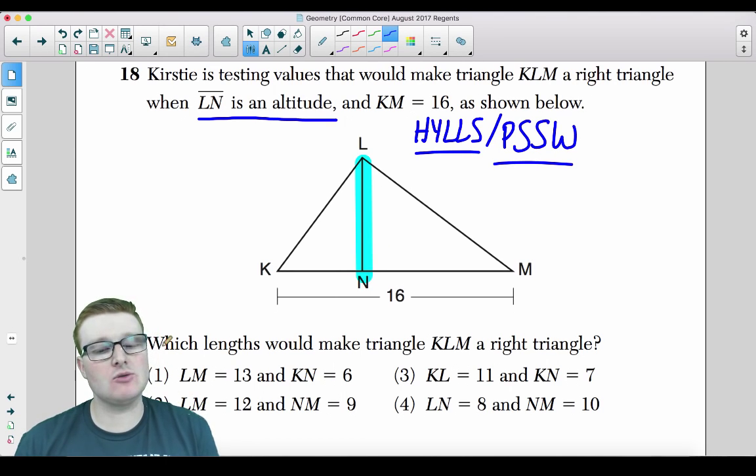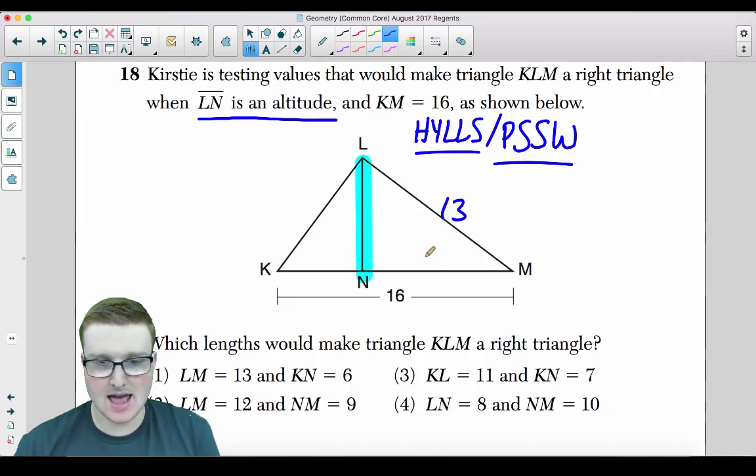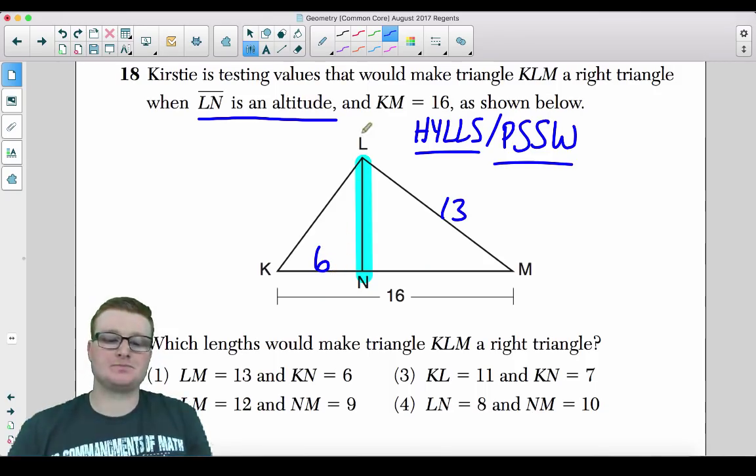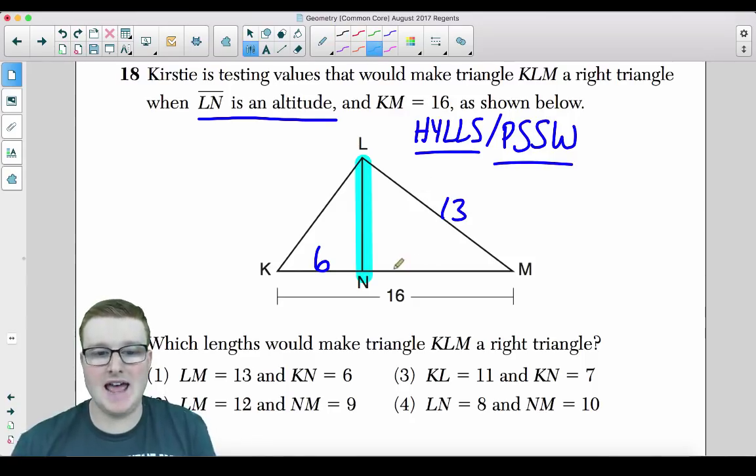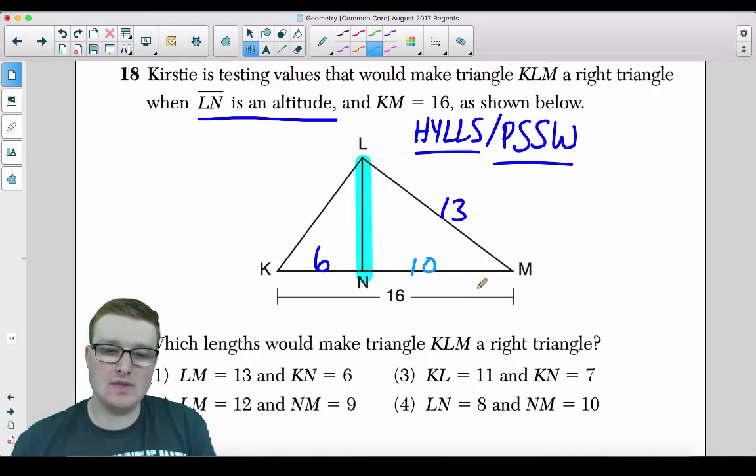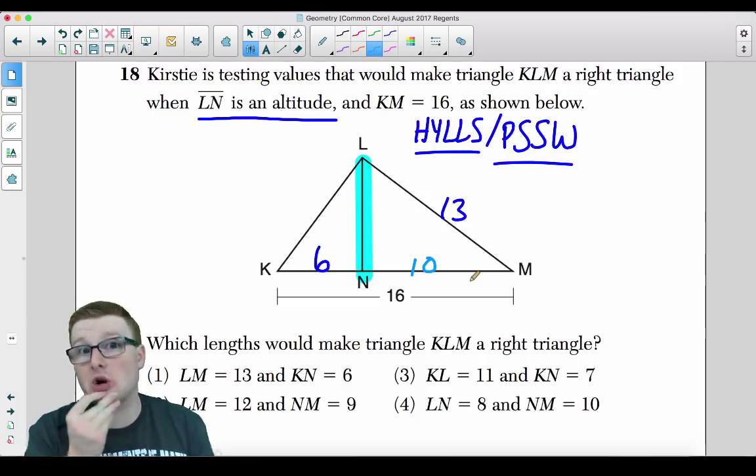Okay, so we're given these answer choices. So LM is 13. So let's plug in 13. And KN is 6. Okay, so that would make this NM, that would be the number 10, just by taking 16 minus 6 gives you 10. So in this case, we need to make sure that it is in the right proportion.